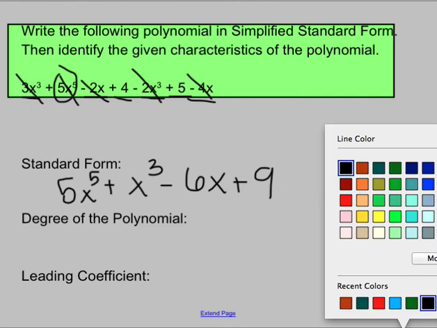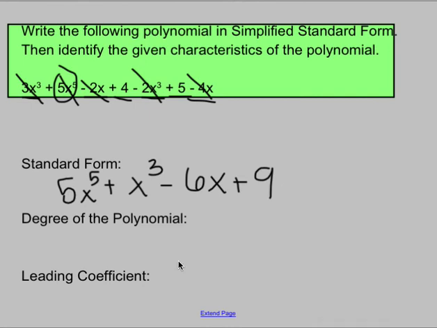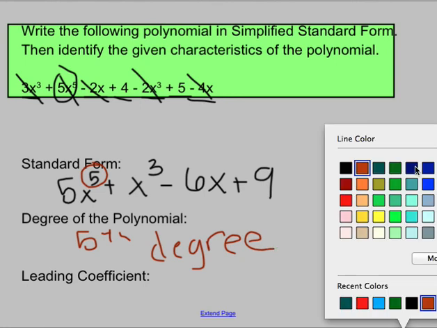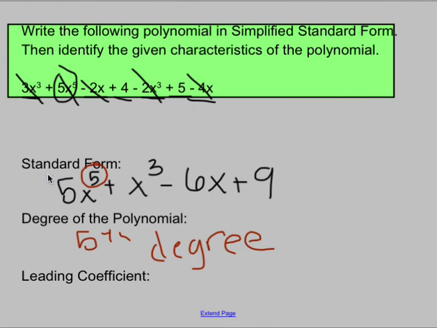Now it asks us for the degree of the polynomial. Remember that the degree of the polynomial is the largest exponent. So that makes this a 5th degree polynomial. Then it asks us for the leading coefficient. Well, if it's in standard form, the leading coefficient is the first coefficient. But in general, the leading coefficient is the coefficient of the term with the highest degree, which is 5.